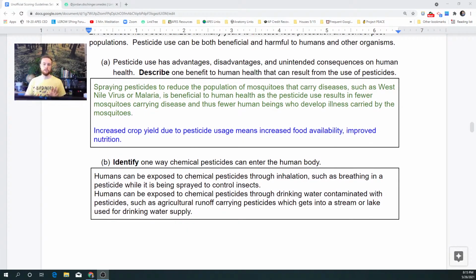But never overlook, too, the fact that we could just increase crop production, and that's going to mean more food for people, more food availability. So that's great. I want to answer a question in the chat here.